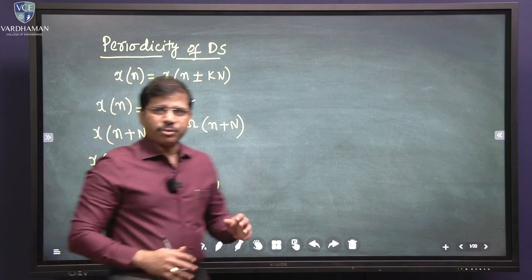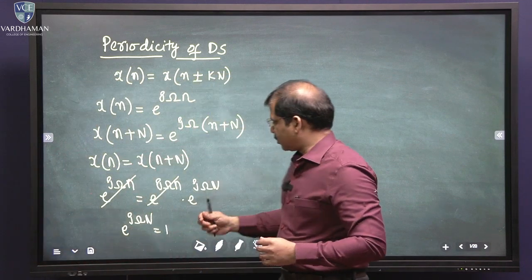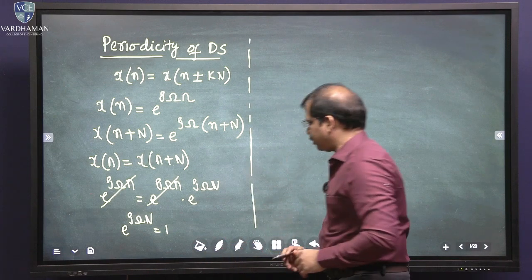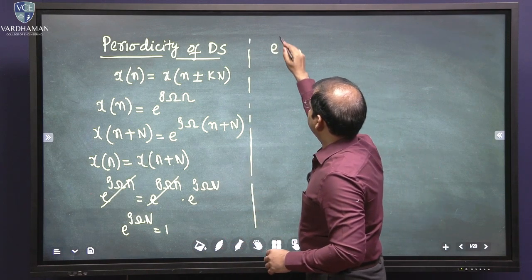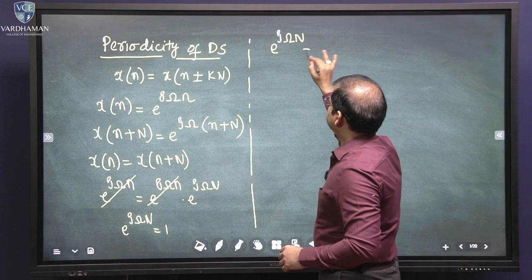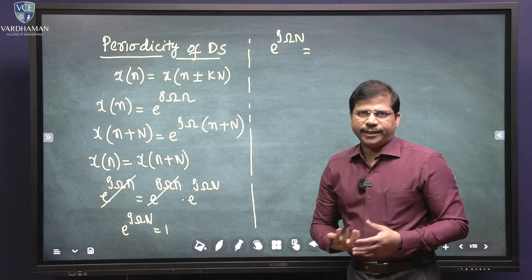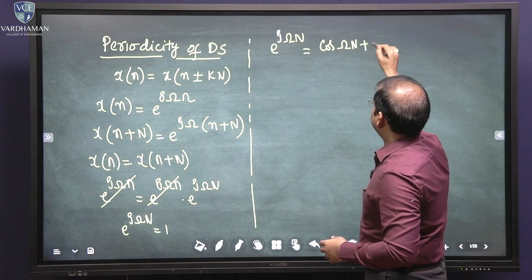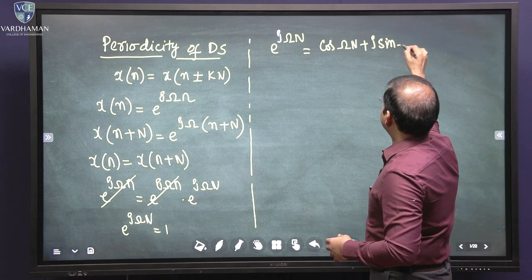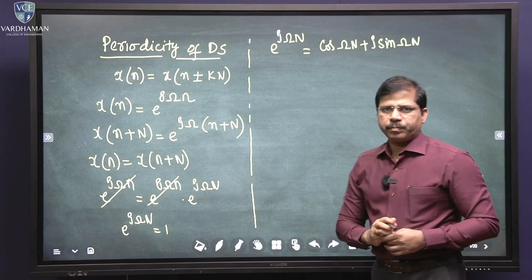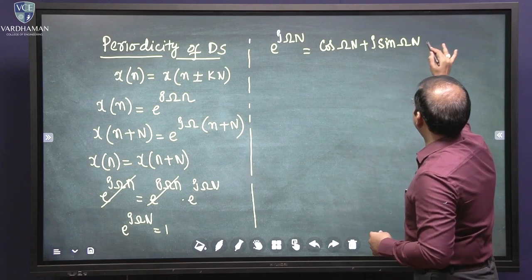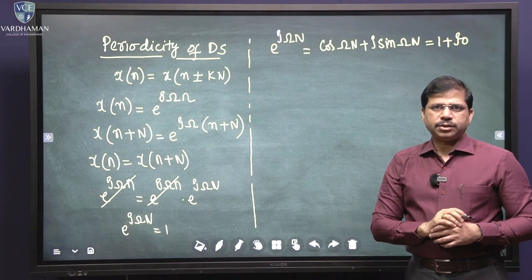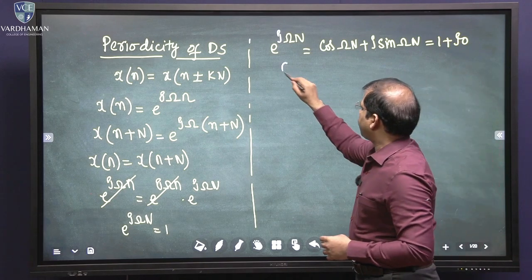This is almost the same procedure that we have done in the case of continuous time domain. Both are very similar, but let us expand that now. If I look at this, e power j omega N equals e power j theta, which is nothing but cos omega N plus j sine omega N. Okay, so this equals 1 plus j0, is it not? 1 plus j0.